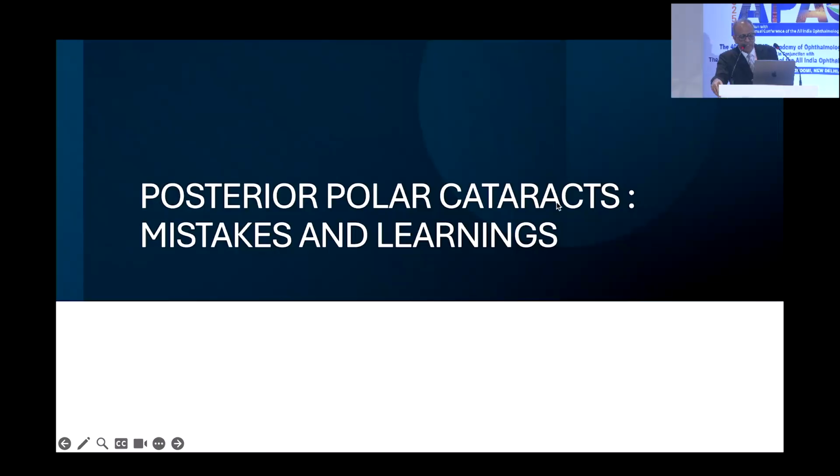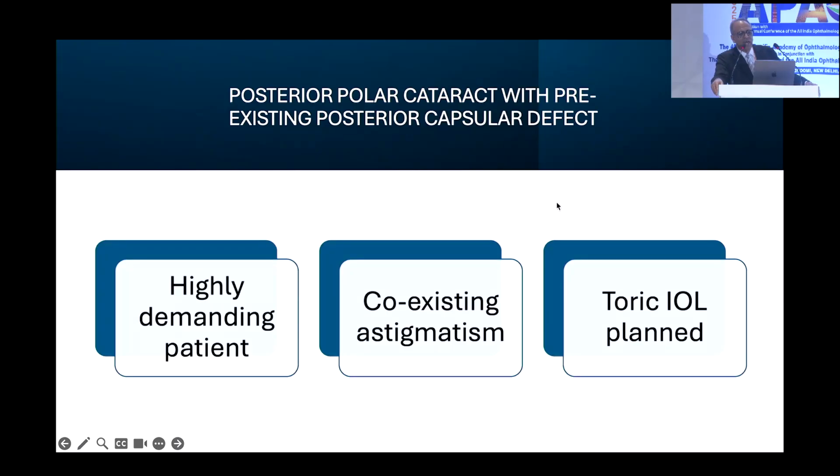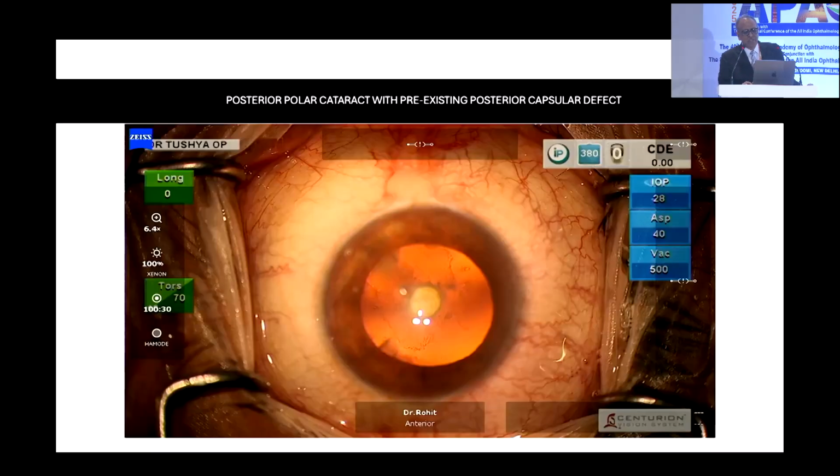So there's another learning in this patient. This was a highly demanding patient who had a posterior polar cataract with a pre-existing posterior capsular defect. There was a coexisting astigmatism, and the patient wanted a toric intraocular lens. On anterior segment OCT, you can see there's a moth-eaten appearance, so it was almost conclusive that it is a pre-existing defect.